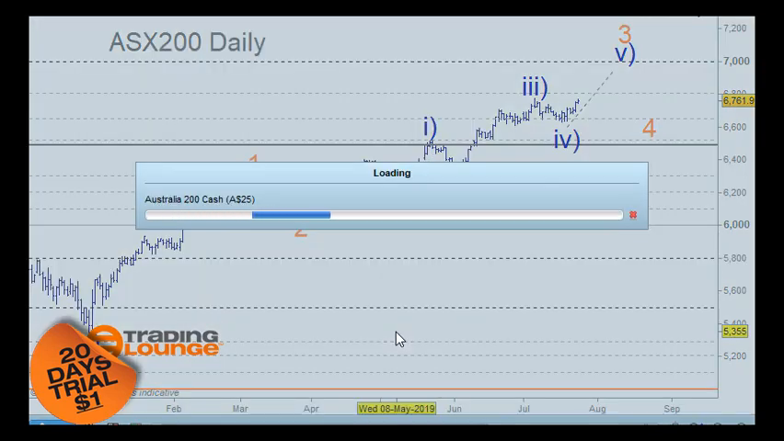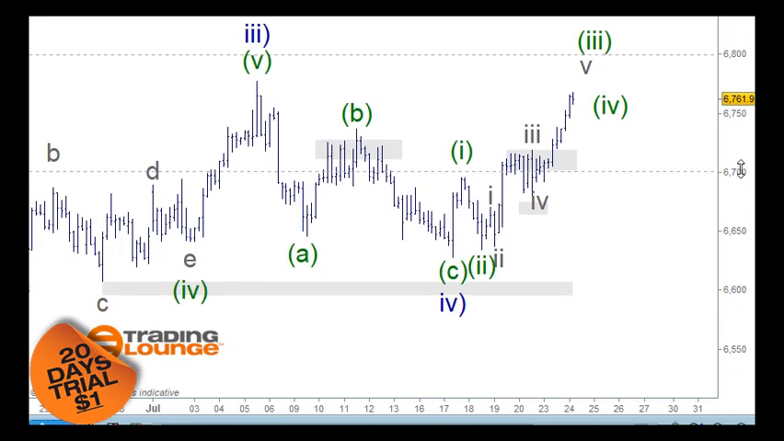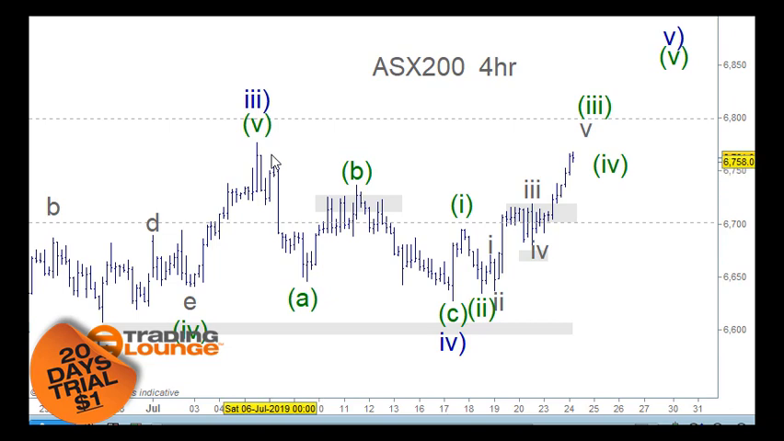So on the 4-hour chart here, we'd been looking at an A wave here, a B wave here, and a C wave here, a perfect sort of model really, where we had 5 waves in the A wave here. So we knew that we would be coming back up to the 61.8% mark and then having 5 waves down in wave C here.